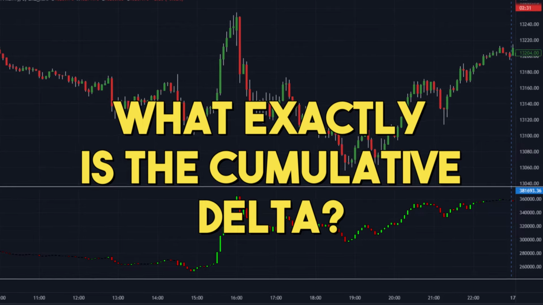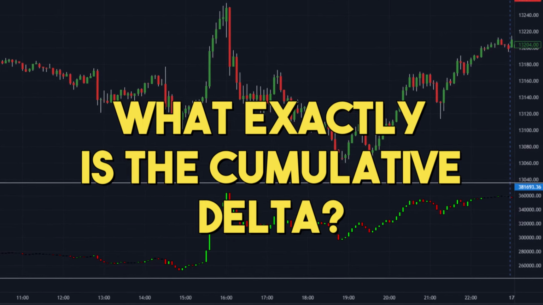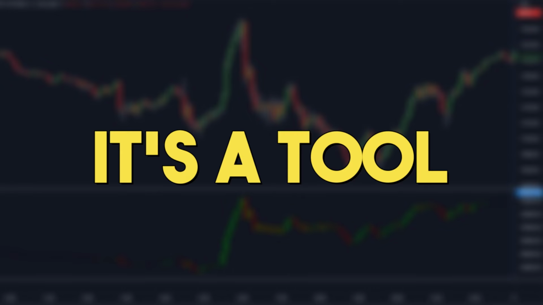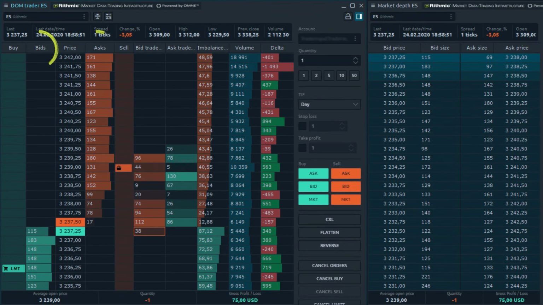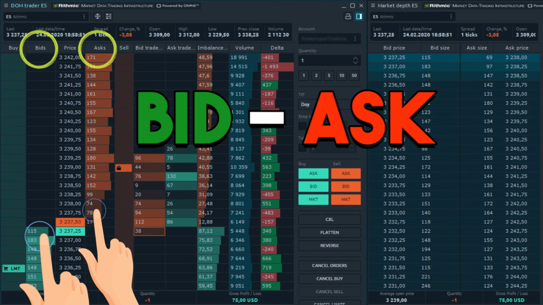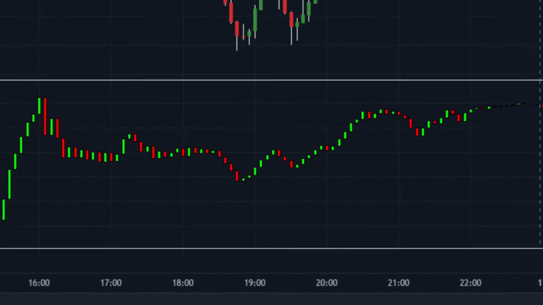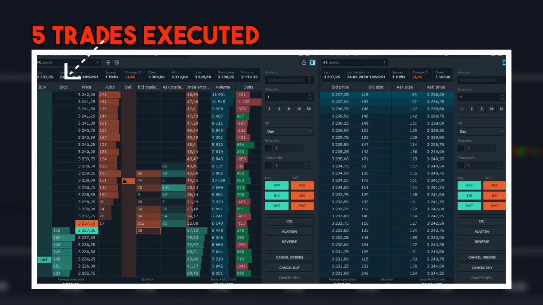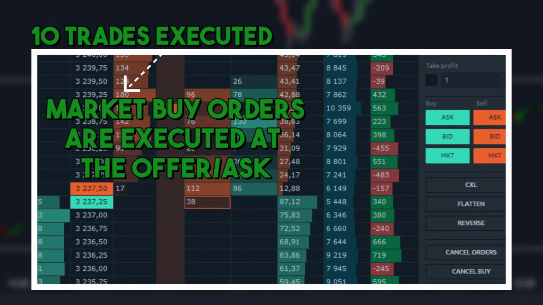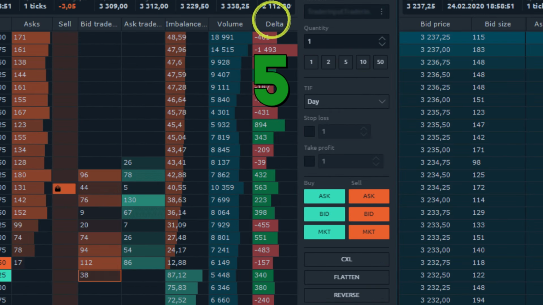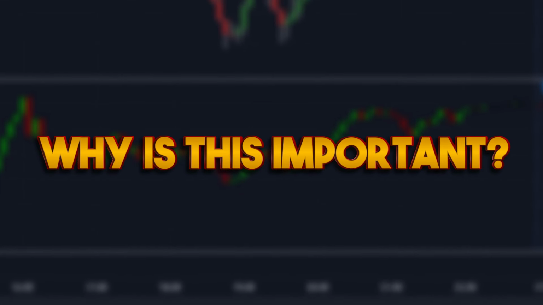Let's take a moment and get everyone on the same page as to what the cumulative delta really is. It's a tool that shows the difference between trades transacted at the bid and the ask. It is seen cumulatively over a bunch of prices. So, if 5 trades are executed at the bid and 10 trades executed at the offer, the delta would be plus 5. So, why is this important?